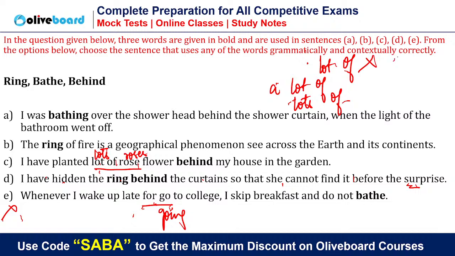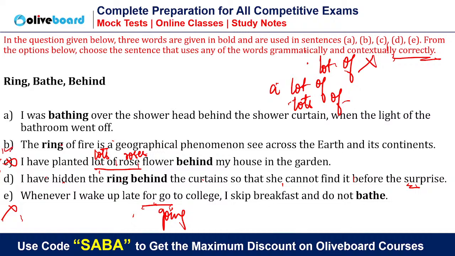You have to find the sentences that have used all these words correctly, not the incorrect one. Okay. So this is eliminated. This is eliminated. The ring of fire is a geographical phenomena seen across the earth and its continents.